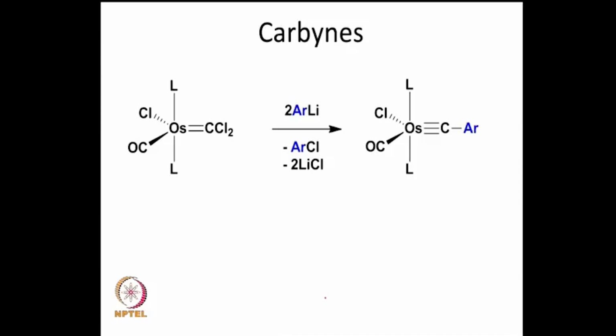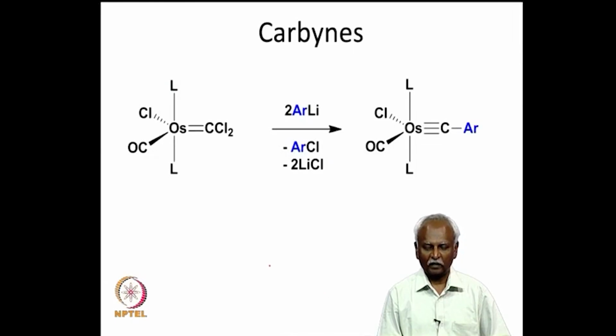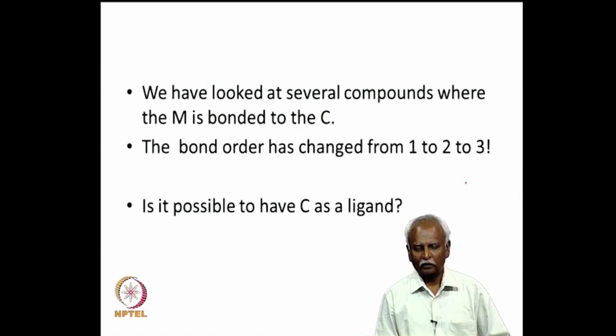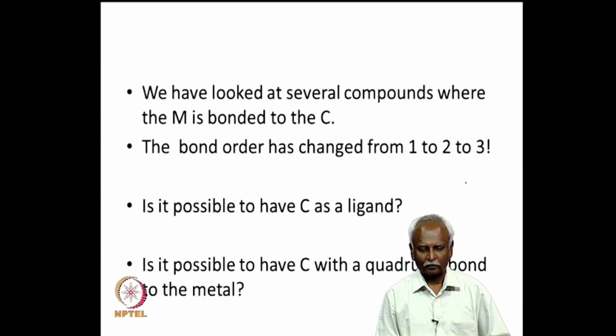Here is one more instance where you can have a CCl2 group attached to the osmium, and we have done a substitution reaction with aryl lithium. It can be any aryl group, but phenyl lithium would do, and you can end up with a carbyne complex that is pictured here. We have looked at several compounds where the metal is bonded to the carbon. The bond order has changed from 1 to 2 to 3. Now, is it possible to have just carbon as a ligand? We will see this in a future lecture.